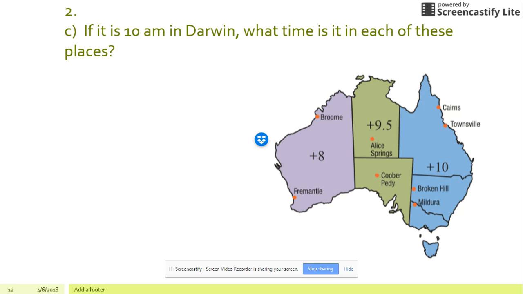If it's 10 a.m. in Darwin, so Darwin, we're up here somewhere, what time is it in each of these places? So let's go. Adelaide. Darwin's up here, 9.5. Adelaide is in the same area. So if it's 10 a.m. in Darwin, what's the time in Adelaide? Exactly, 10 a.m. So write that down. If it is in Canberra, so Canberra's over here, if it's 10 a.m. in Darwin, now we know we have to go ahead half an hour. So half an hour ahead of that will be 10:30.